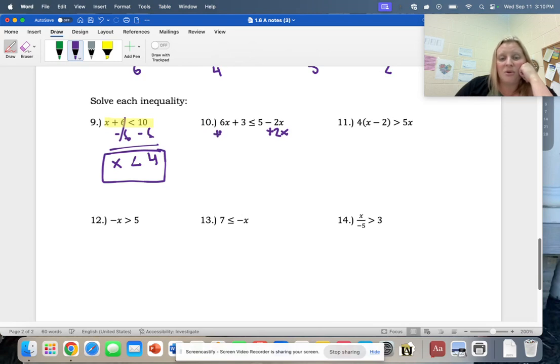All right, so number 10, we're going to have to get our x's on the same side. So I prefer adding 2x, which means I would have to subtract 3. So 6 and 2, of course, make 8. 5 minus 3 is 2.